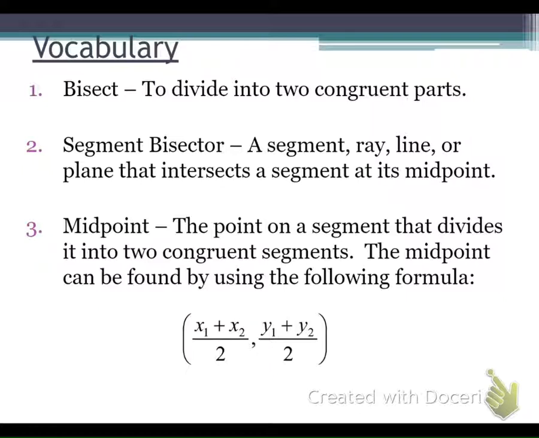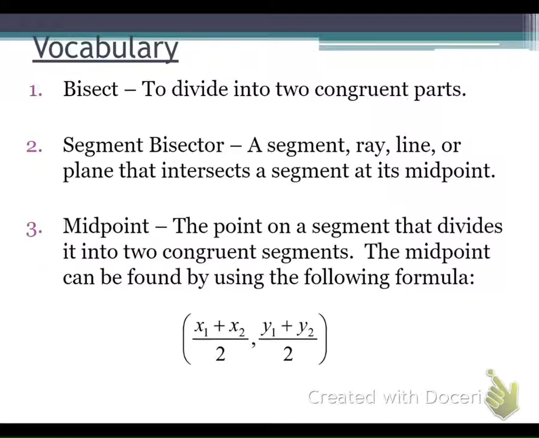What does it mean to be congruent? Yep, equal measure. So when we divide it into 2 congruent parts, we're dividing into 2 equal parts. We have a segment bisector. It's a segment, a ray, a line, or a plane that intersects a segment at its midpoint. So it is what is doing that bisecting. It's cutting it into 2 congruent parts. And that last part is the midpoint. The point on the segment that divides it into 2 congruent segments. So it's that point of intersection or just a point there that's going to divide it.